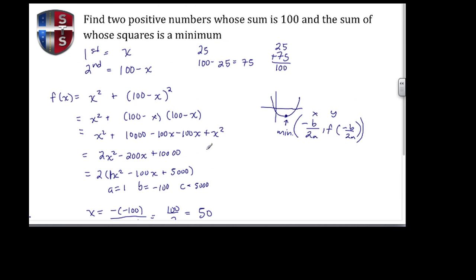All right, let's scroll back up. If x is 50, then 100 minus x would also be 50. So here we found that the two positive numbers would be 50 and 50.